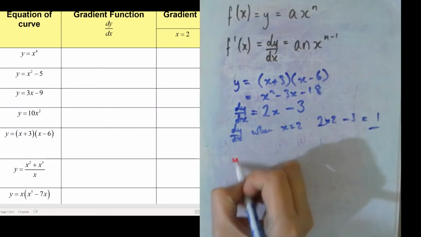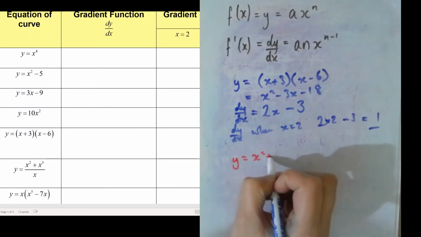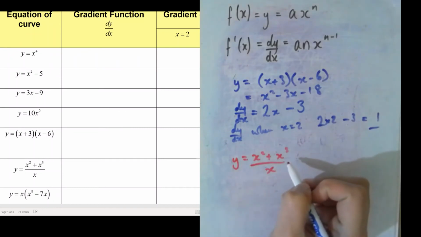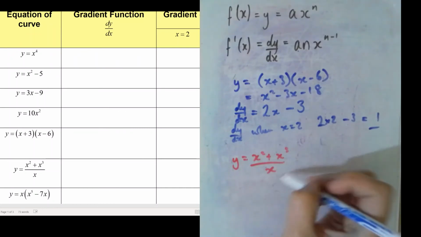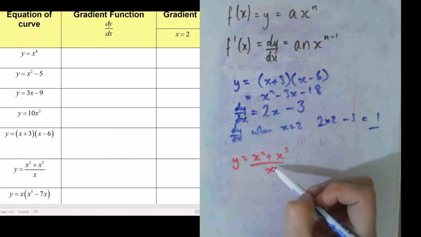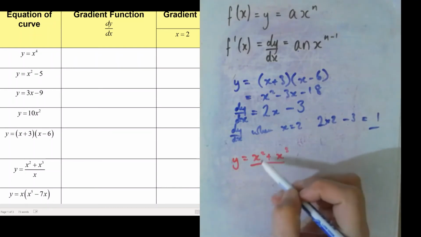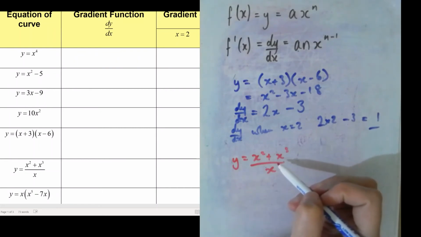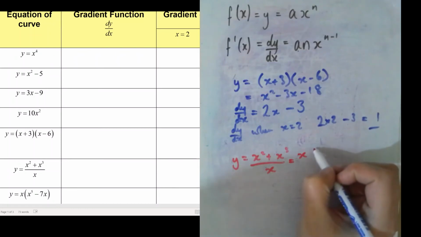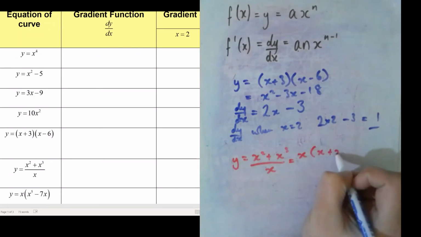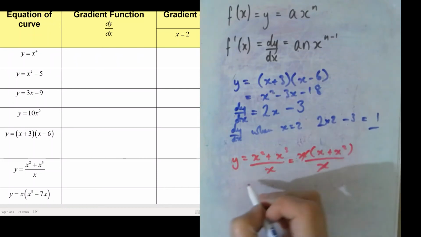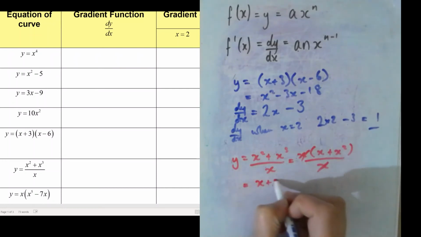Okay, next one I have y equals (x squared plus x cubed) all over x. The first thing, I don't like the way it is right now because I do need to separate the terms, but if you're looking at this fraction, it's quite easy to simplify. Even if I just factorize this, this would then be (x plus x squared) all over x, and then I can cancel them out. So this actually becomes x plus x squared.